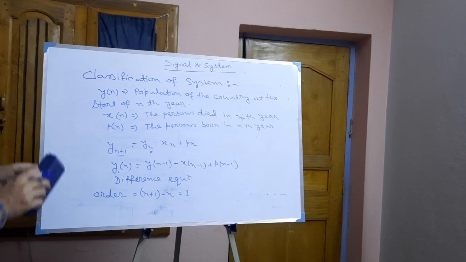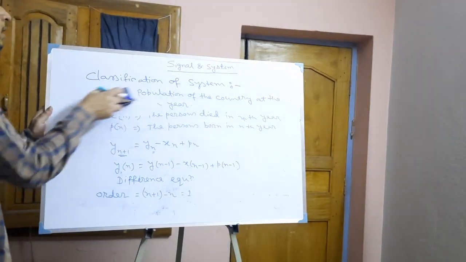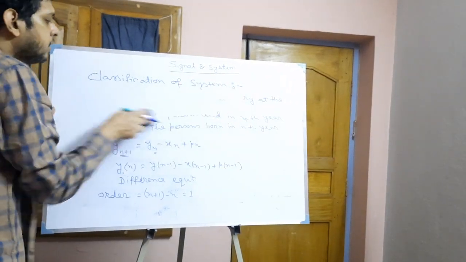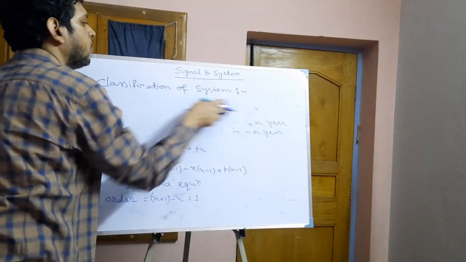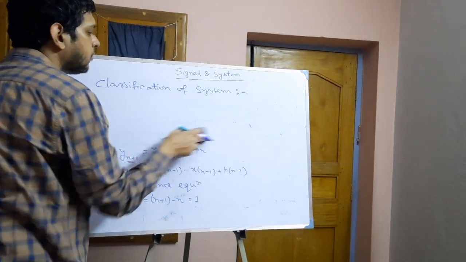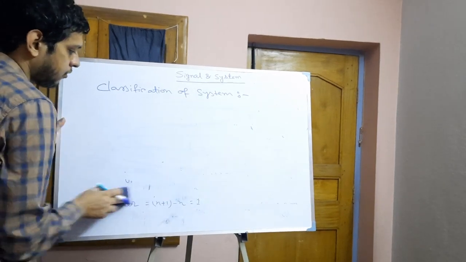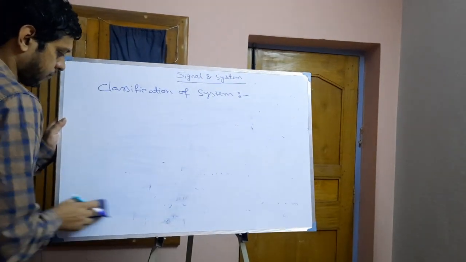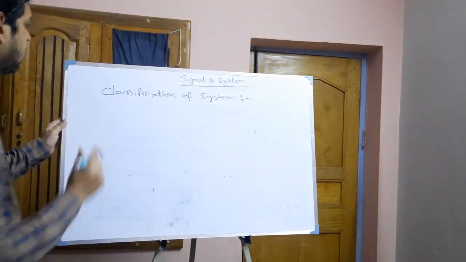Now we can classify the system as a linear system and a non-linear system. The system can be classified as linear system and non-linear system. What is a linear system?